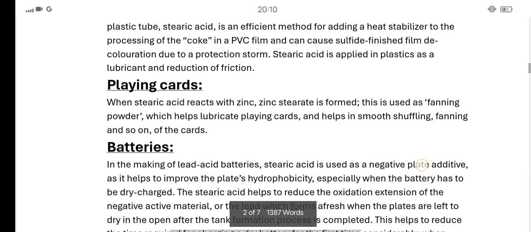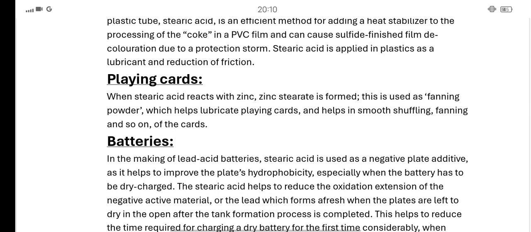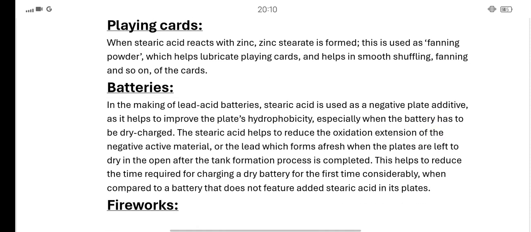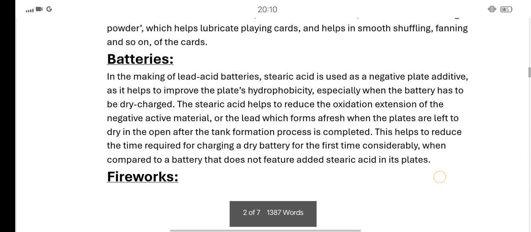It's used in playing cards. Once stearic acid reacts with zinc, zinc stearate is formed. This is used as fanning powder, which helps lubricate playing cards and helps in smooth shuffling, fanning, and so on of the cards.